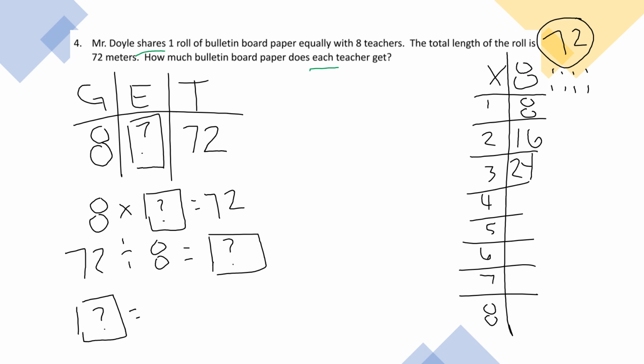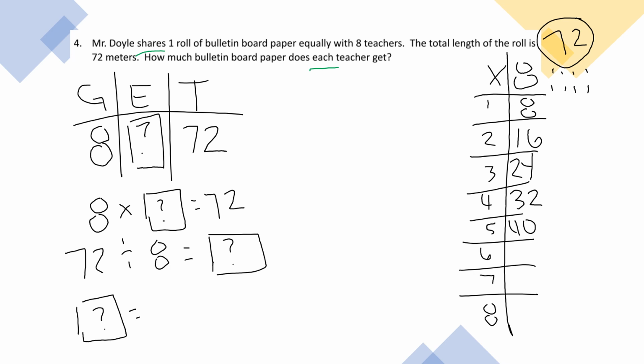Now, it's at this point that a lot of the times you guys get stuck and you use your counters, and that's fine. 4 times 8 is, you say 24, then you start using your counters. 25, 26, 27, 28, 29, 30, 31, 32. 5 times 8 is, say 32, then use your counters. 33, 34, 35, 36, 37, 38, 39, 40.